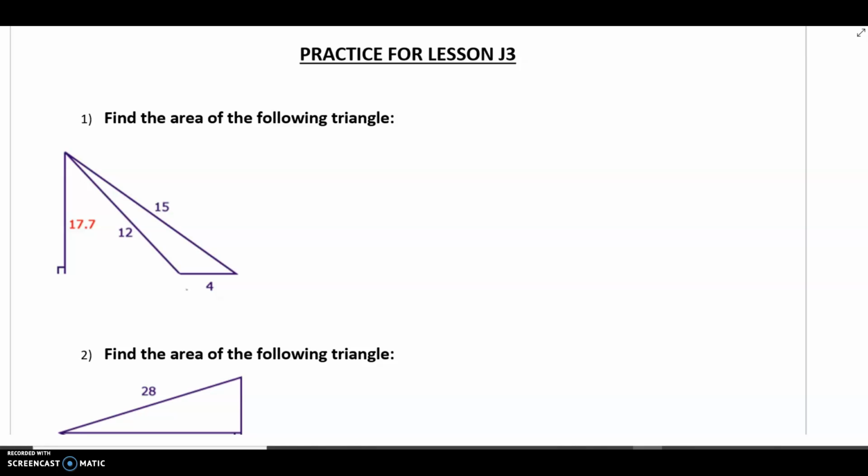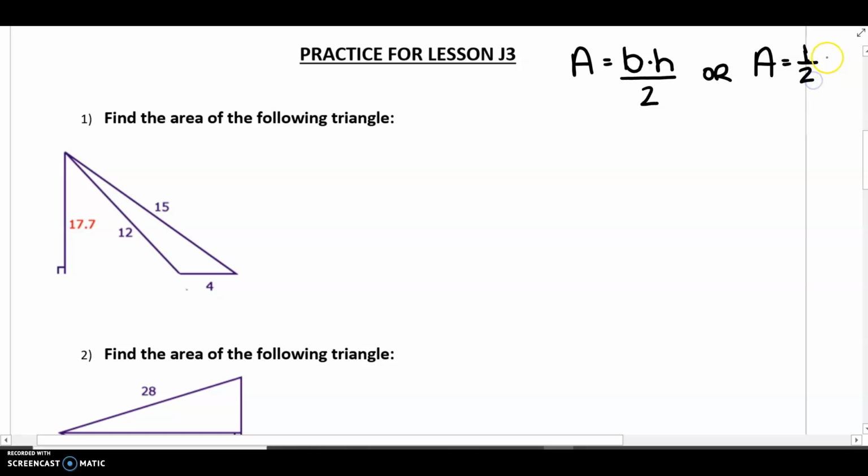Okay, here we go on lesson number 3. So we're dealing with the area of a triangle now. That area formula will always be base times height, just like in a parallelogram, but now we divide by 2. We can also look at that as area is equal to 1/2 times base times height. Either way, we're going to get the same result.